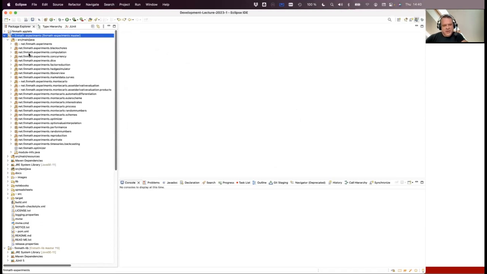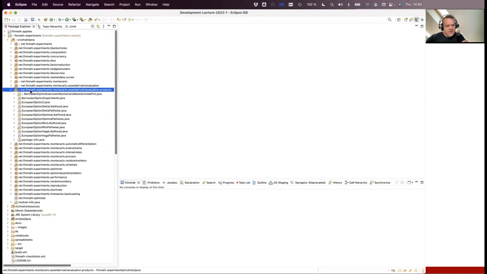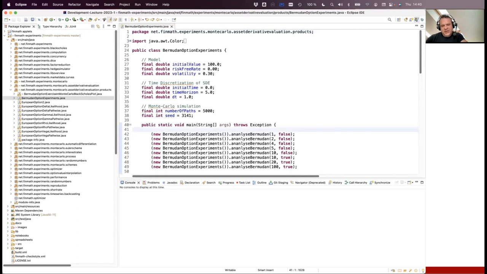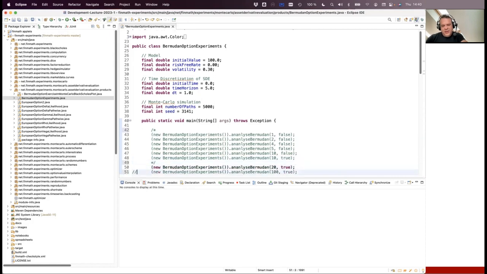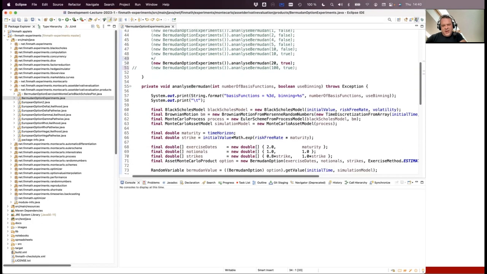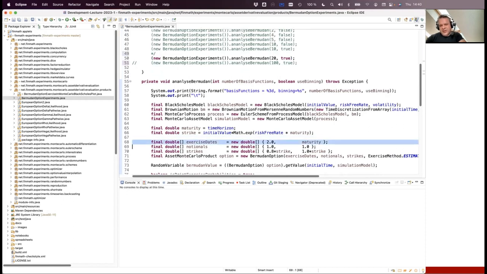Here in our experiment repository, asset valuation products, there is a Bermudan option experiment. And there I make experiments with different approximation methods, and maybe I just use binning with 20 bins. The model is a Black-Scholes model. And the option is running to 5 years. So the option I'm valuing is a Bermudan option that has exercise in year two and exercise in year five. The strikes are a little bit different, you have to distribute a little bit evenly the exercise probabilities.